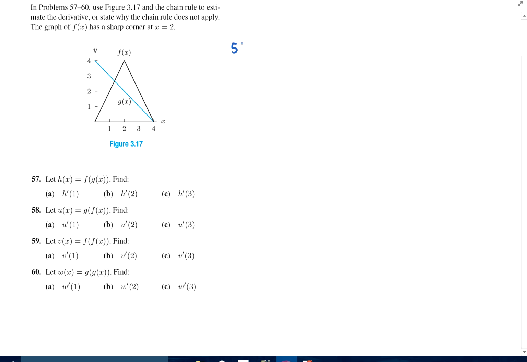Okay, 57. h of x is equal to f of g of x, and we want to find h prime. These are all going to be similar, so we'll just do a couple here.